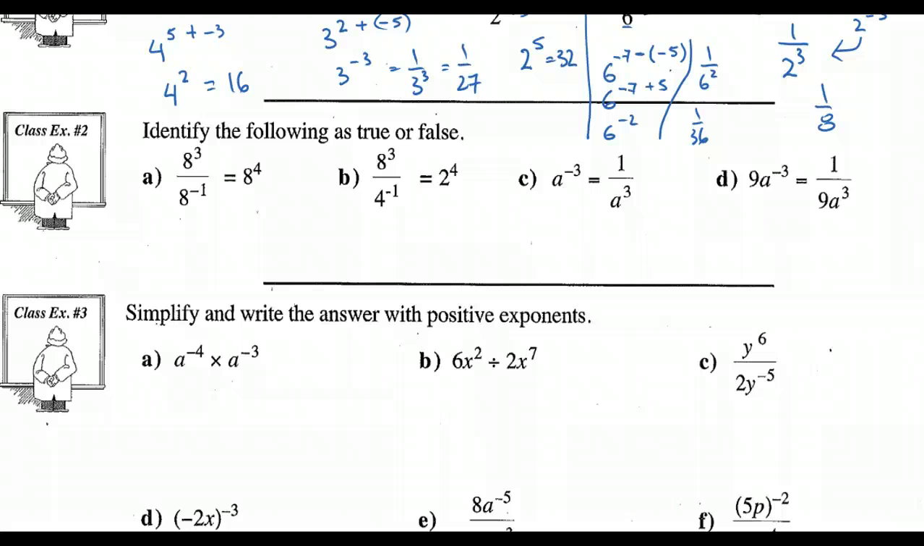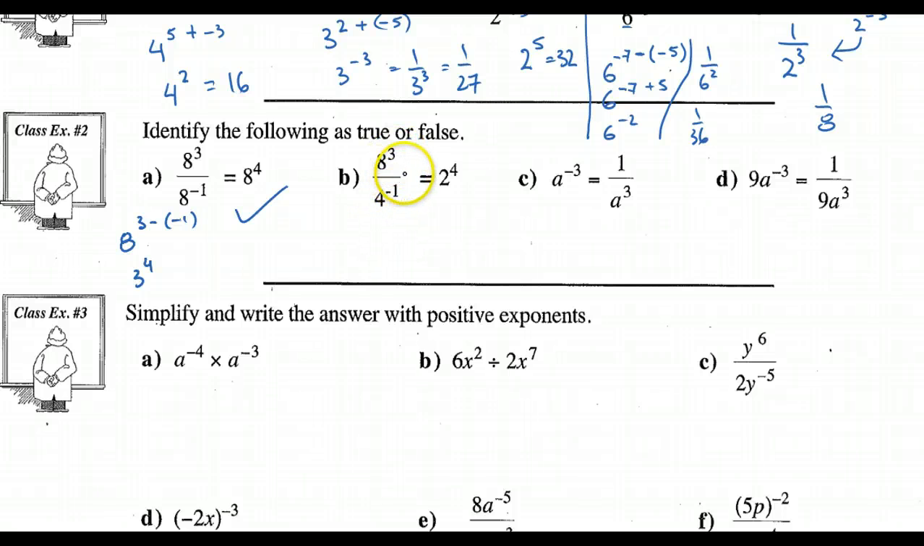What do we have? 8 to the 3 divided by 8 to the negative 1. So we have 8 to the 3 minus negative 1, which is 8 to the 4. Correct.